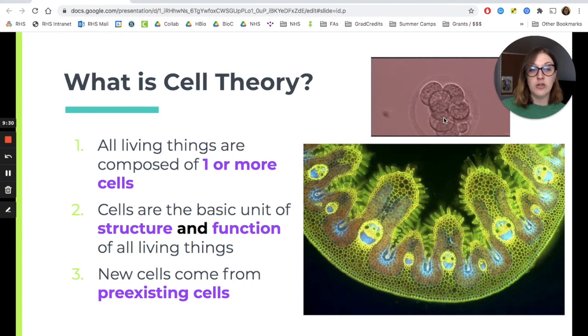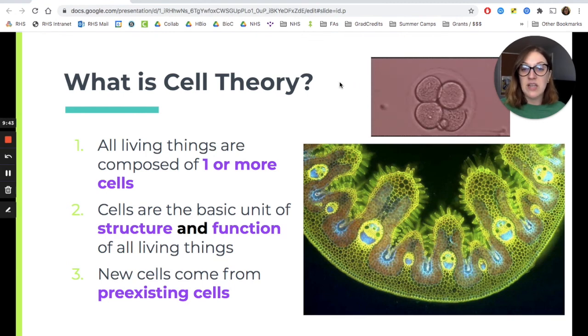So the big question you might wonder about is, what happened with the first cell? How did the first cell come to exist? We will hopefully answer that question later on in this school year, once we've built more basic background knowledge. All right, so this concludes the set of notes on Learning Target 1, what is cell theory?